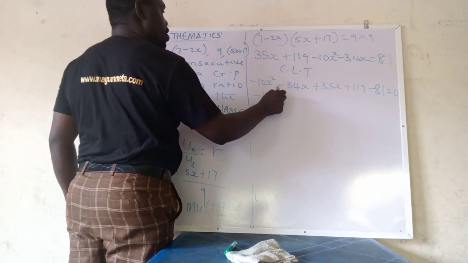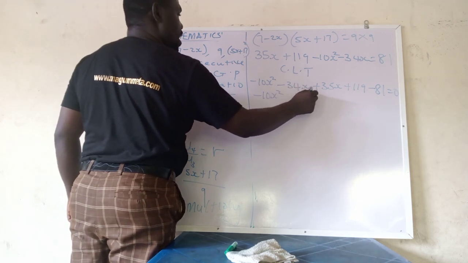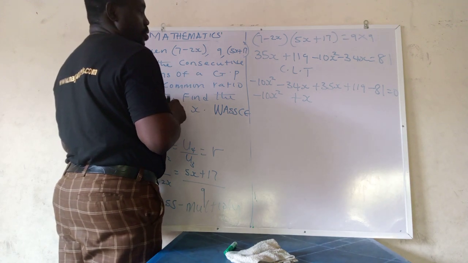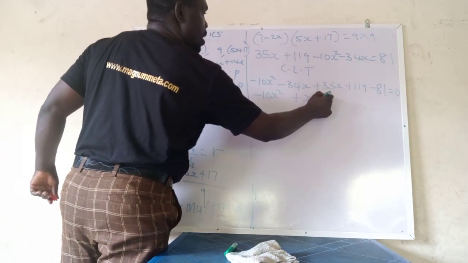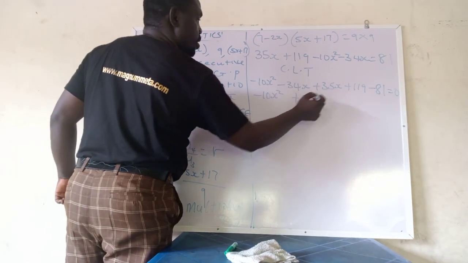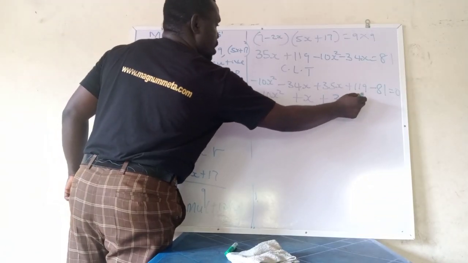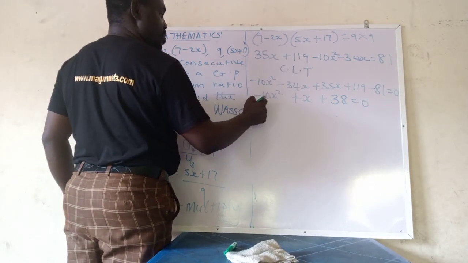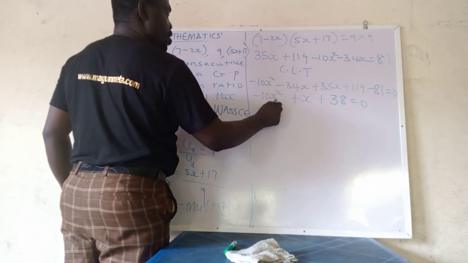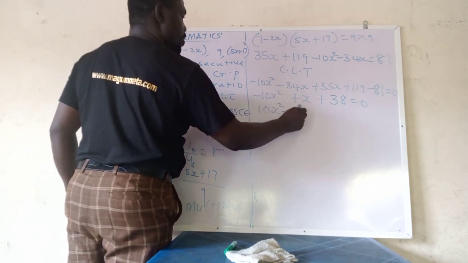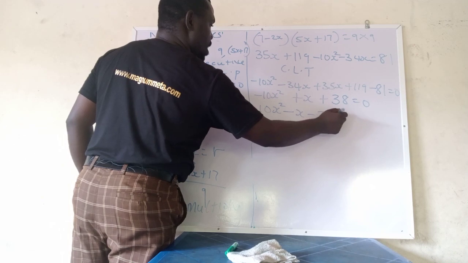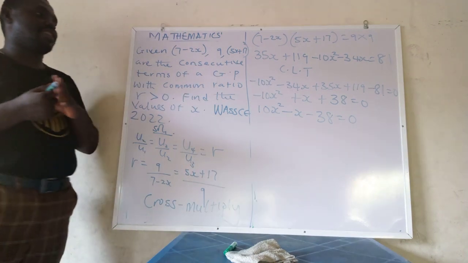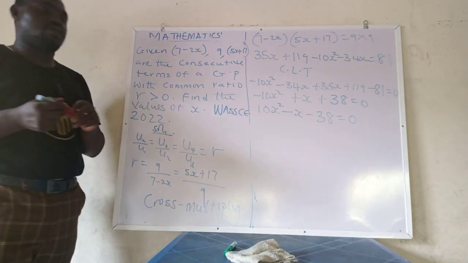So minus 10x squared, this plus x. Please quickly subtract that for me. What do you have there? Are you very sure? 38 equals 0. So multiply through by minus. When you multiply through by minus, we have 10x squared minus x minus 38 equals 0. So this is a classic example of a quadratic equation.